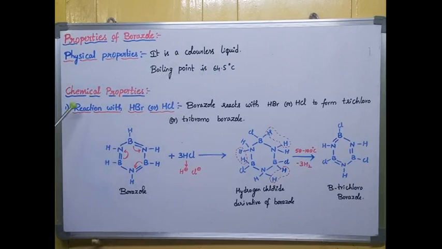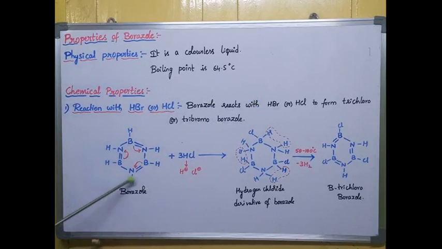I told you what a chemical property is. A chemical property is nothing but the reaction of borazole with some new reactants to produce desired products. Chemical properties are many times utilized as applications. Let us see the first reaction, with HBr or HCl. Here borazole reacts with hydrobromic acid or hydrochloric acid to produce tribromoborazole or trichloroborazole. Let us see how the reaction proceeds.